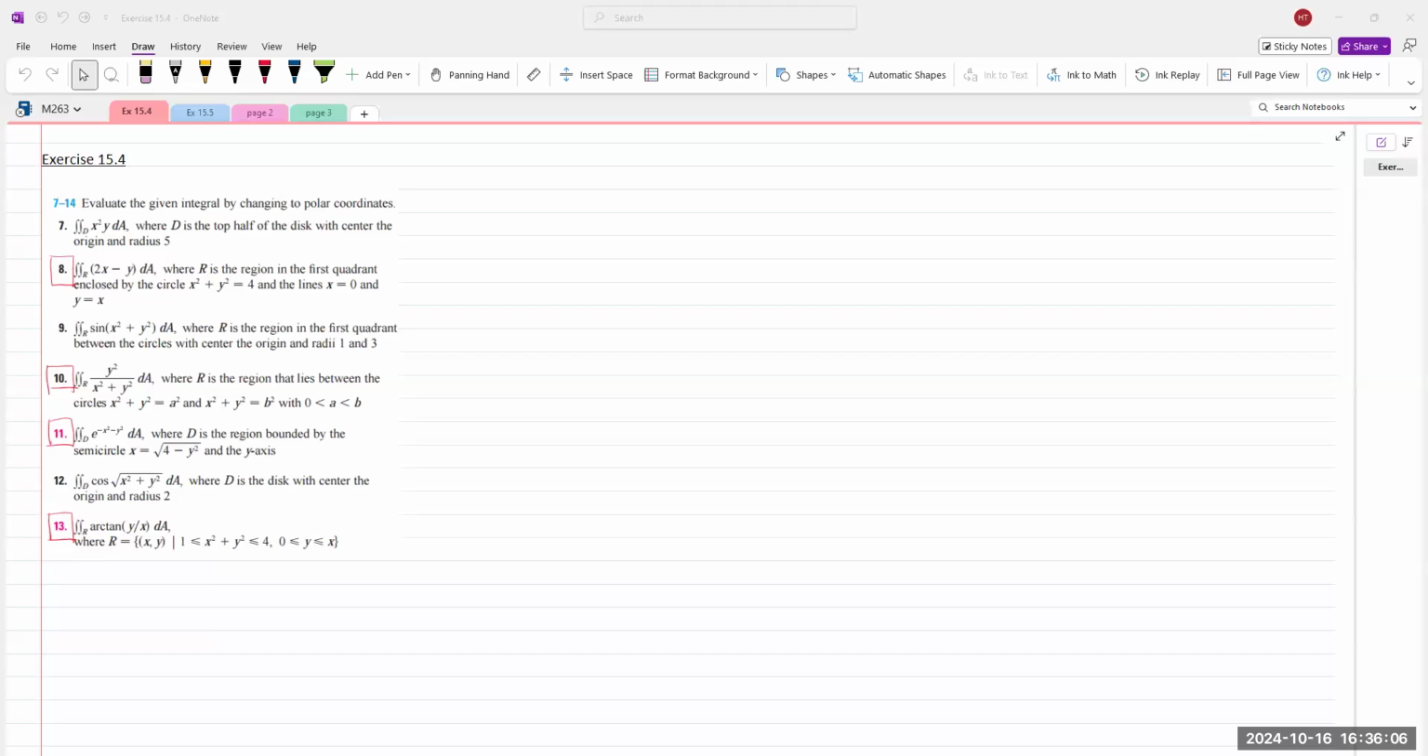Hello everyone, today we will work on exercise set 15.4. That's polar coordinates and polar integration. I think that's the title. That's polar integration.